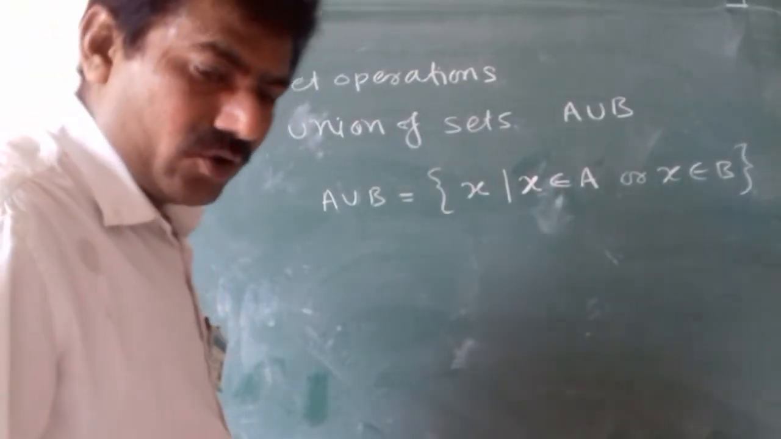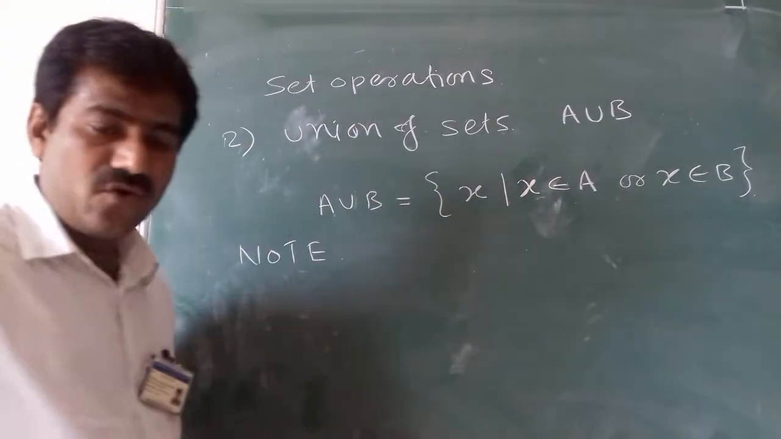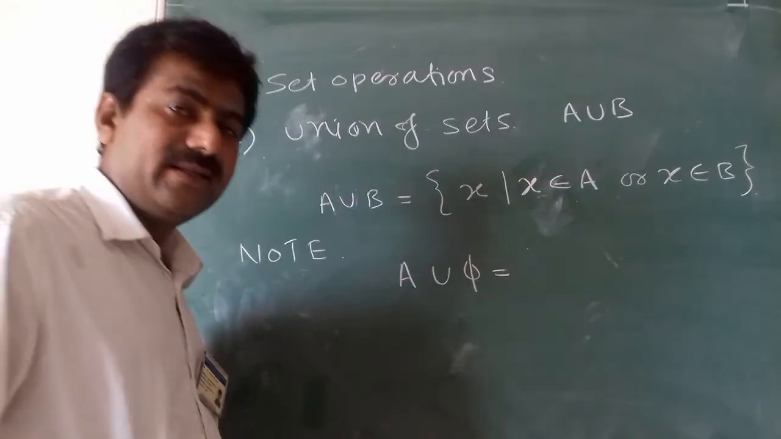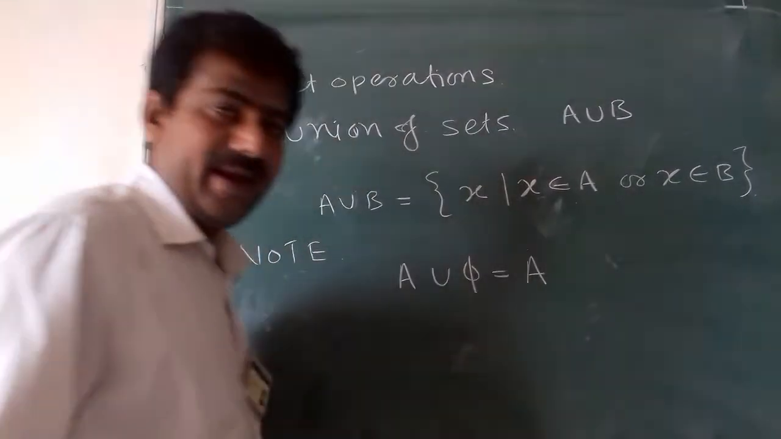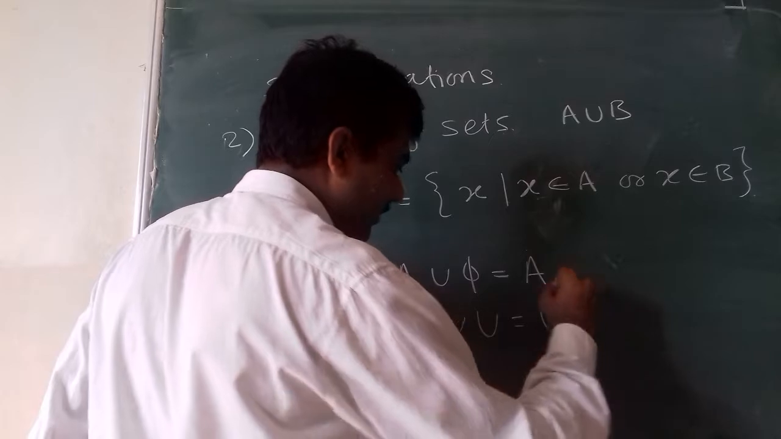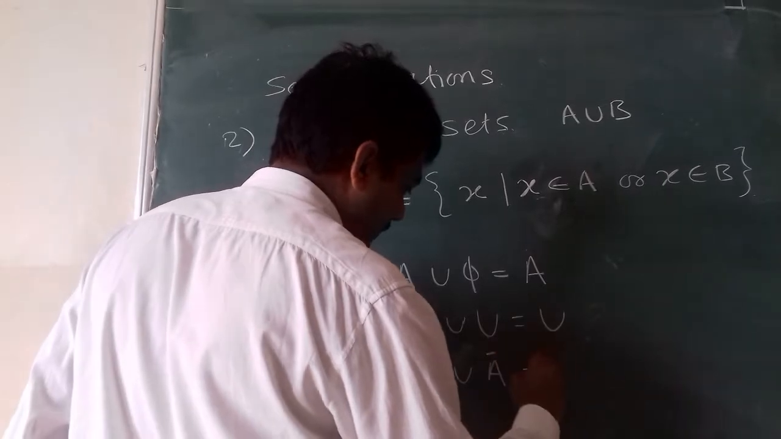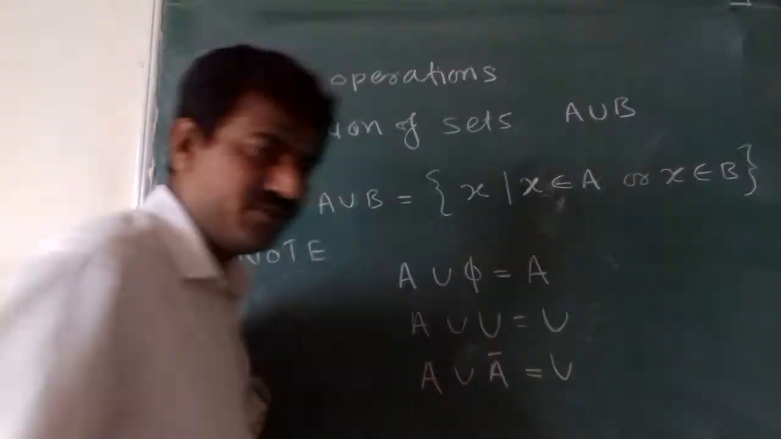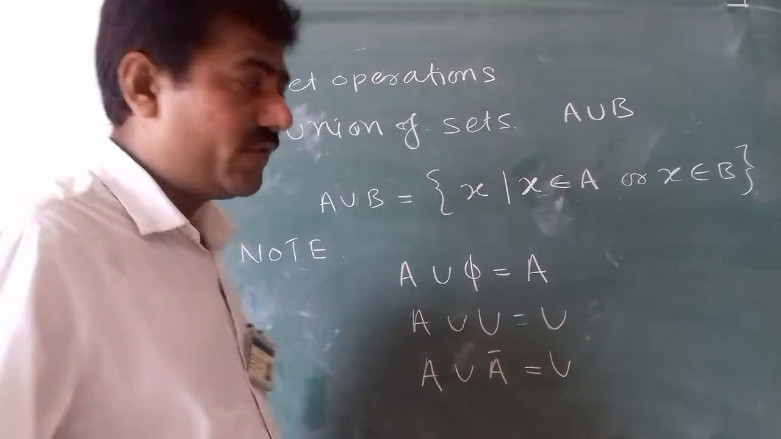Some notes with respect to union for any two sets. A union the null set, that is the union of any arbitrary set A with the null set, is equal to A. Next, A union with the universal set is the universal set. A union A complement will be what? It's your universal set. So this is the second set operation, union of sets.